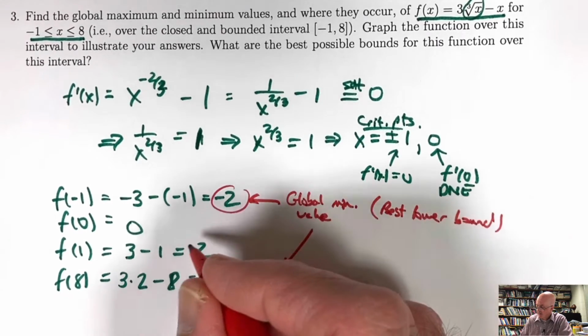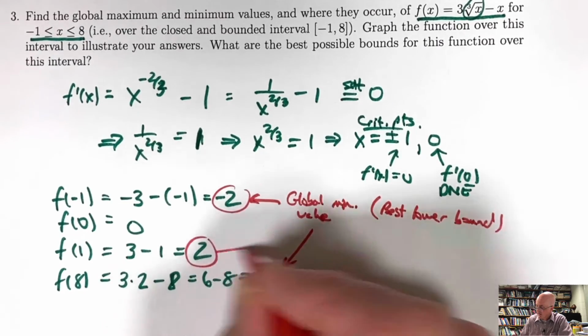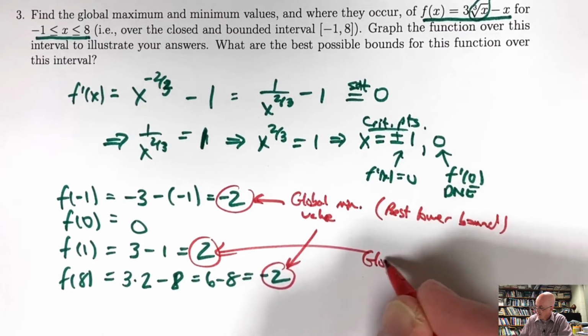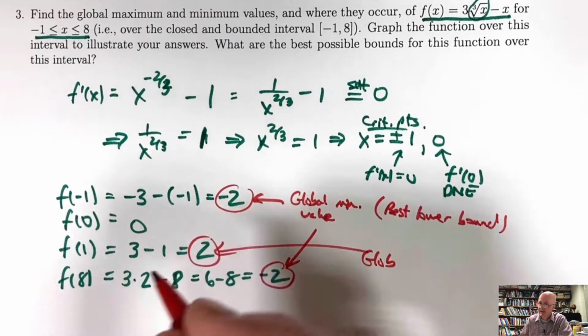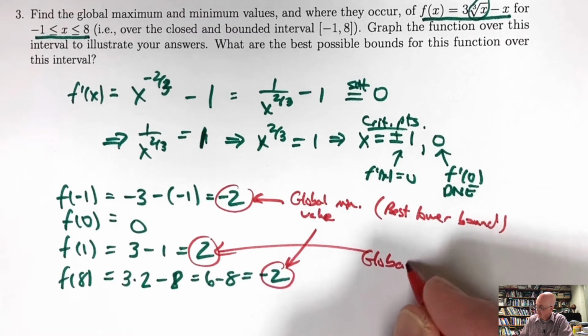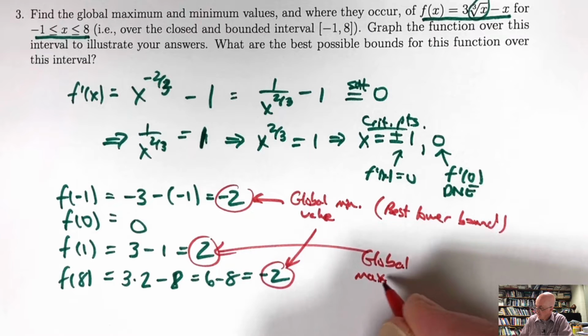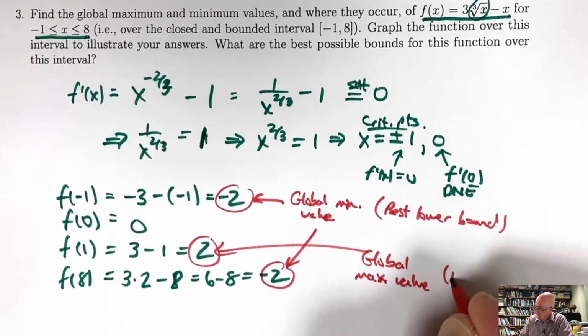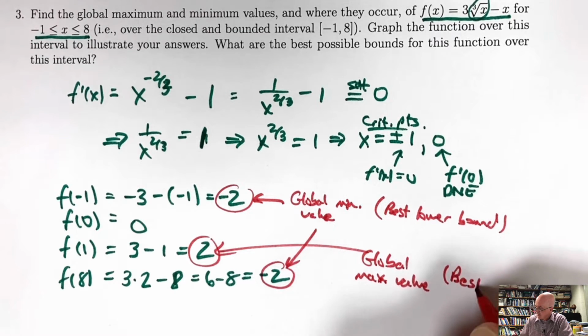What about the global max value? The biggest possible output here is positive 2. That's the global max value occurring at 1, the critical point in the interior of the interval. And the best global max value is also called the best upper bound.